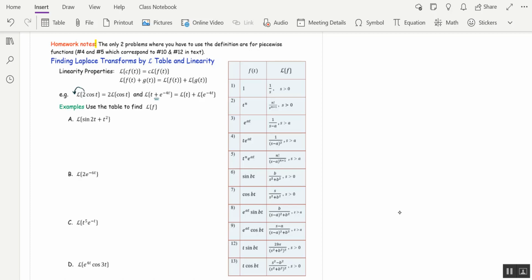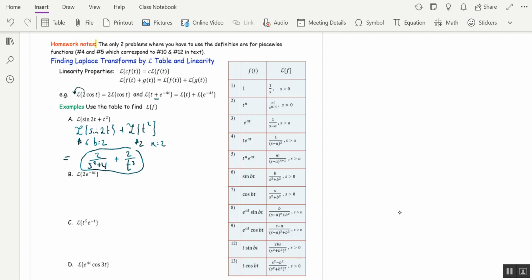So this first one, you're going to do this part in your head: L of sine 2t plus L of t squared. That's a mental step. Typically, you're just going to jump right to the answer. Now, this first one is formula 6 with b equal to 2, and the second is formula 2 with n equal to 2. So if I just read off the table, I get 2 over s squared plus 4 plus 2 over s cubed. Okay, next one.